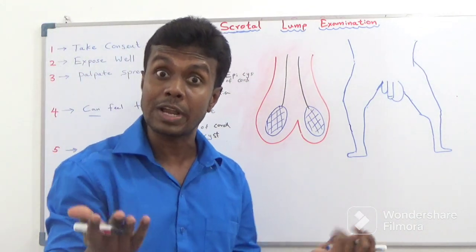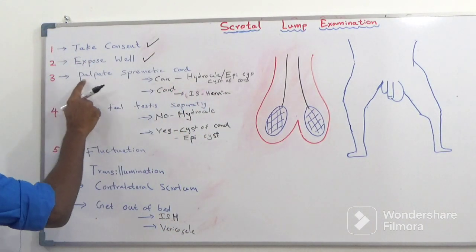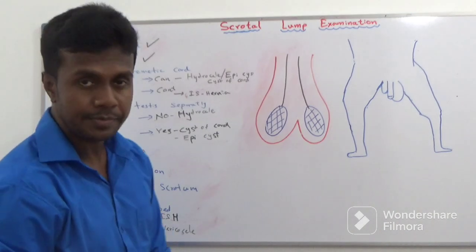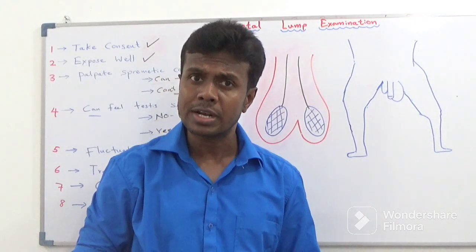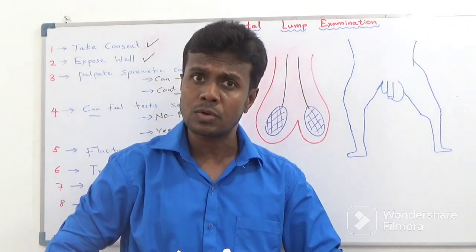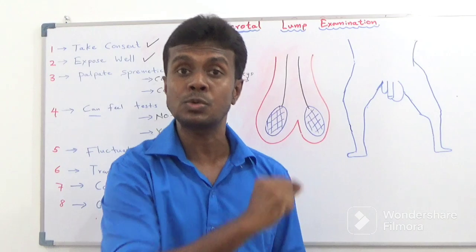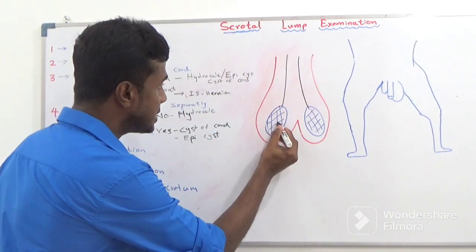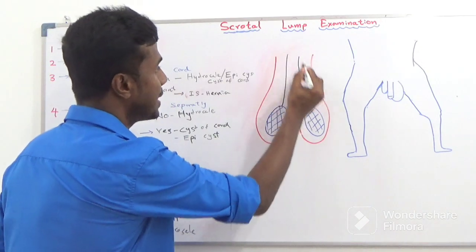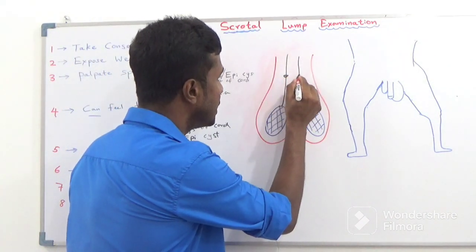You have to expose well. Number two, expose well. Then try to palpate the spermatic cord. Do you know that there's a thing called the spermatic cord which carries sperm from the testis to the penis and then to the outside? This is your testis. This is your spermatic cord. Try to palpate the spermatic cord.